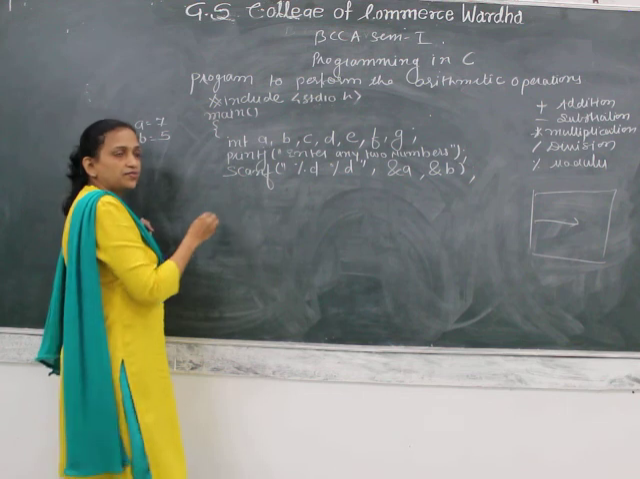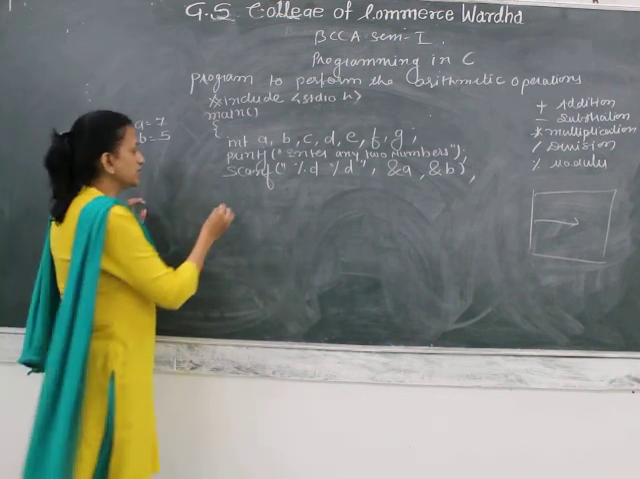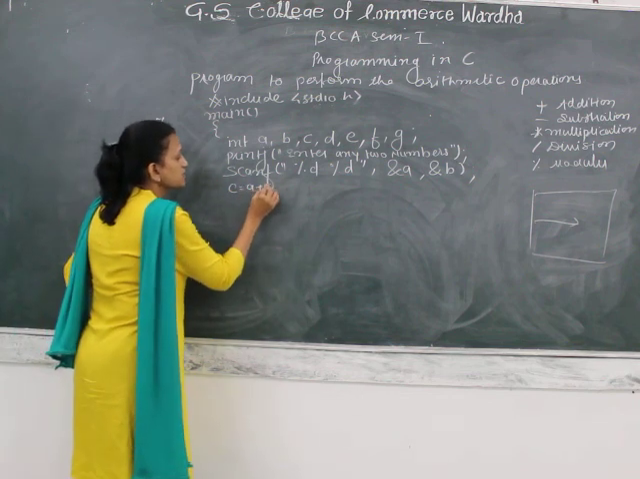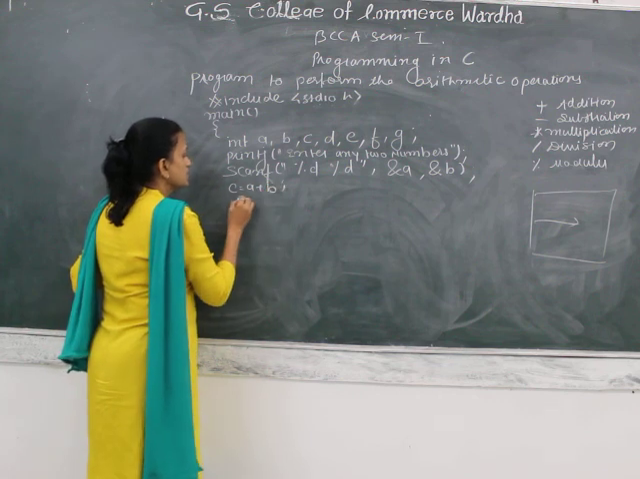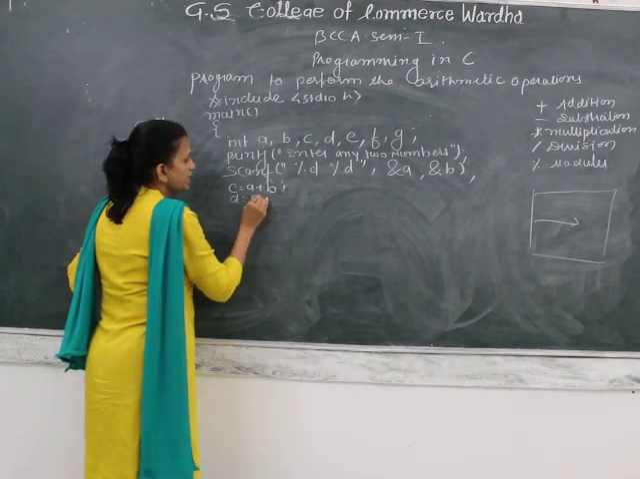Okay. Now let us perform some processing. That is c is equal to a plus b. Okay. d is equal to a minus b.